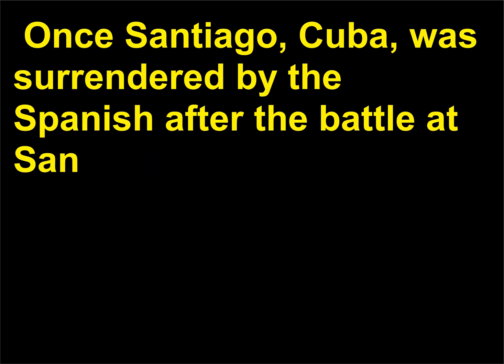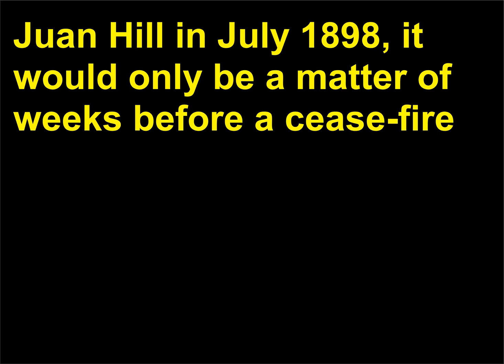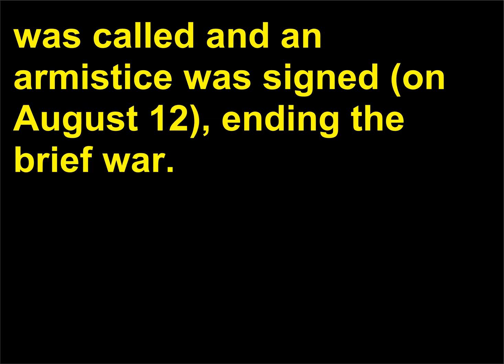Once Santiago, Cuba, was surrendered by the Spanish after the battle at San Juan Hill in July 1898, it would only be a matter of weeks before a ceasefire was called and an armistice was signed, on August 12, ending the brief war.